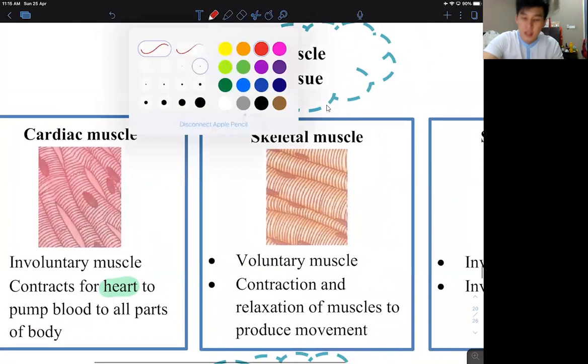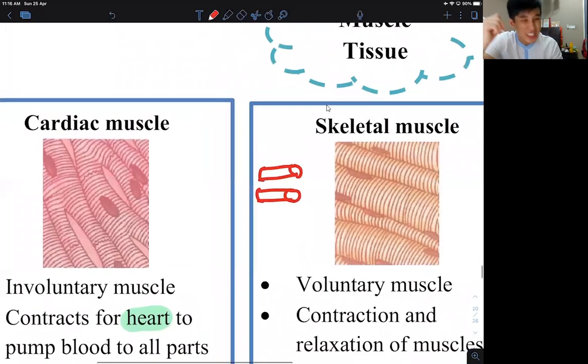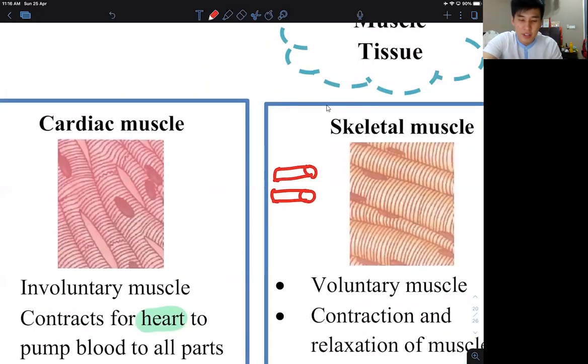So number one, both of them are like sticks, like branches, right? But for cardiac, this branch is slightly different. You can see it branches out, like tree branches. From like this, suddenly it will branch out and become like two. So that will be cardiac muscle. So that's how you see the difference.